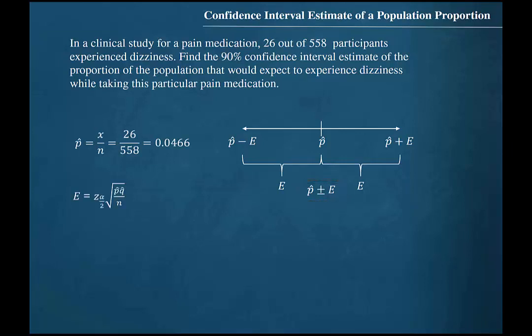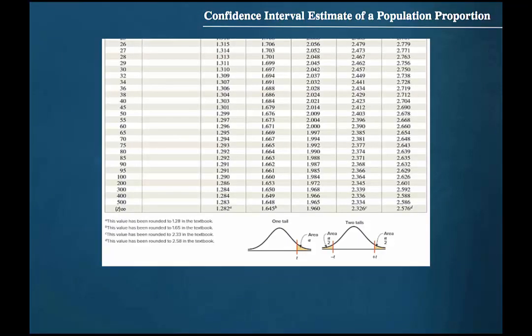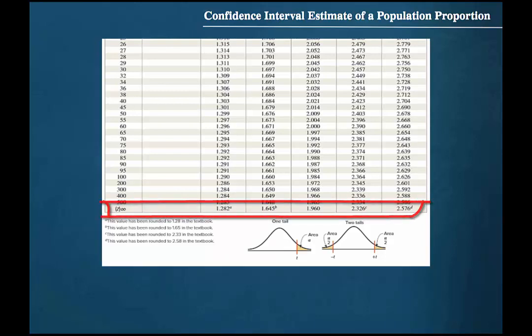or minus E. The margin of error is calculated by the formula E, which is the symbol for the margin of error, equal to z sub alpha over 2 times the square root of p hat q hat over n. So we will need to determine an appropriate z-score. The symbol q hat represents the complement of p hat, so it will be calculated by subtracting the value of p hat from 1.